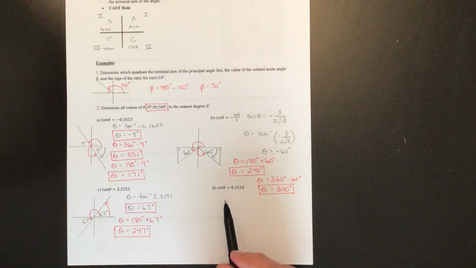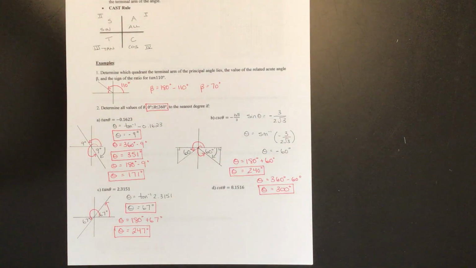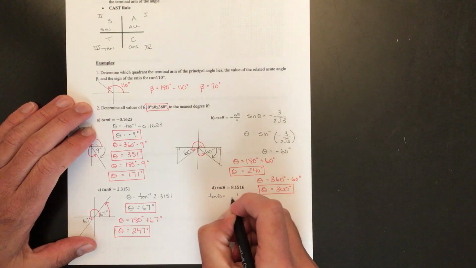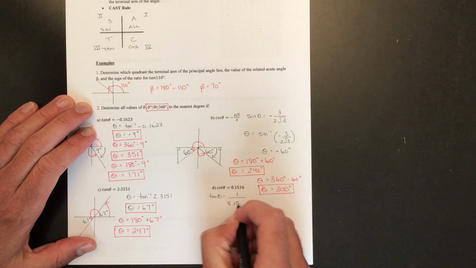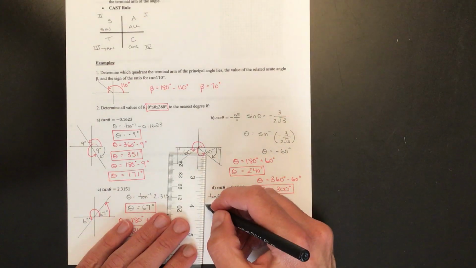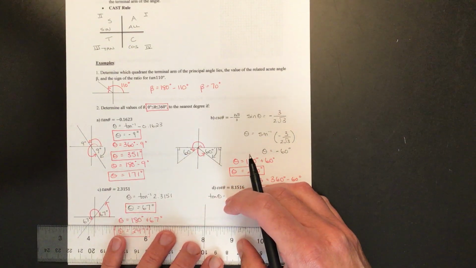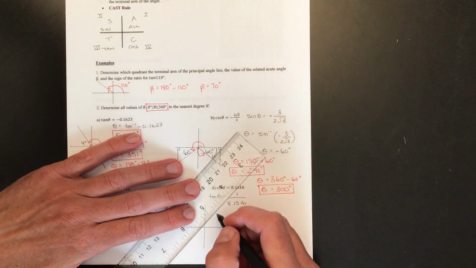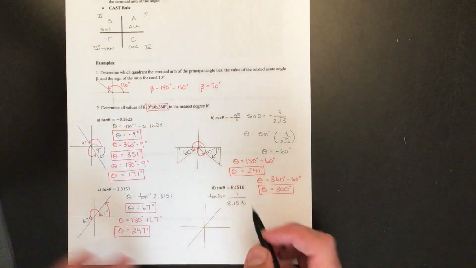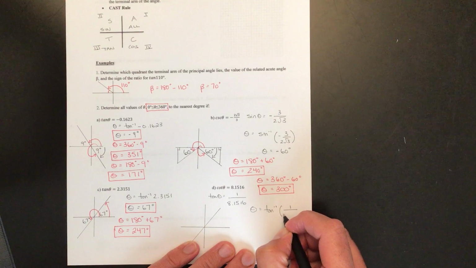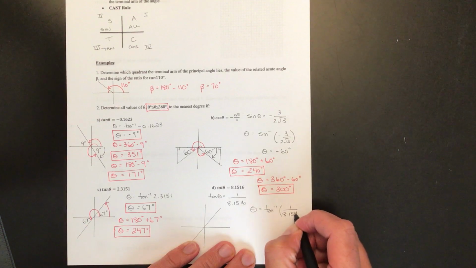For D, cot, reciprocal of tan. So tan is equal to 1 over 8.1516. Remember from 5.1, taking the reciprocal, and it's positive. So just like question C, I'm in the two quadrants where tan is positive. So I'm going to be in 1 and 3 again. So to find my angle, it's going to be the tan inverse of 1 divided by 8.1516.